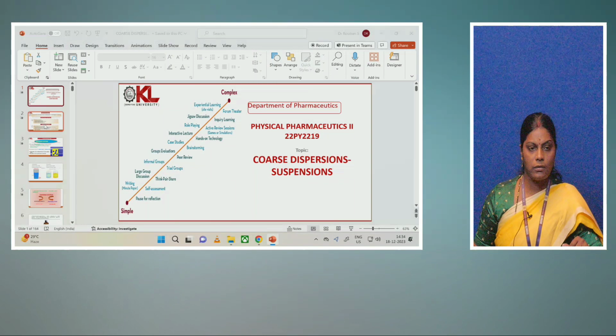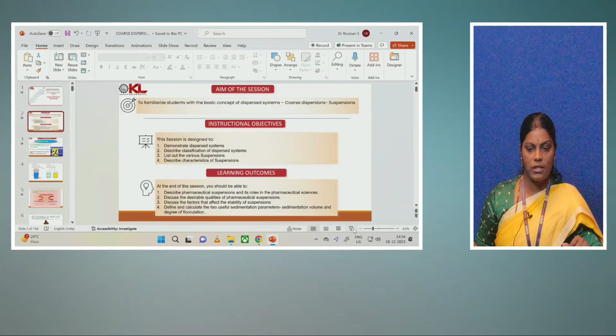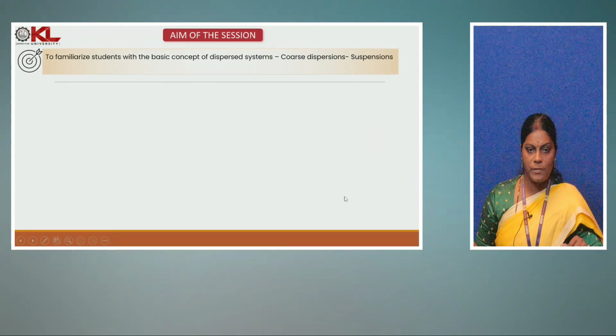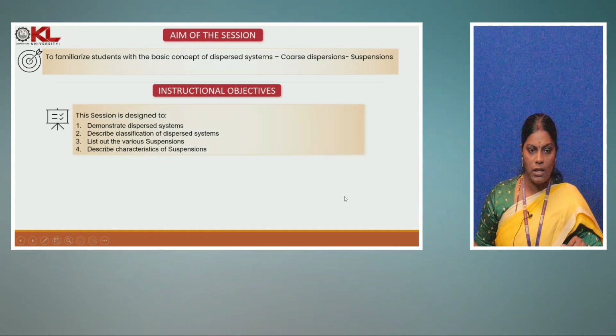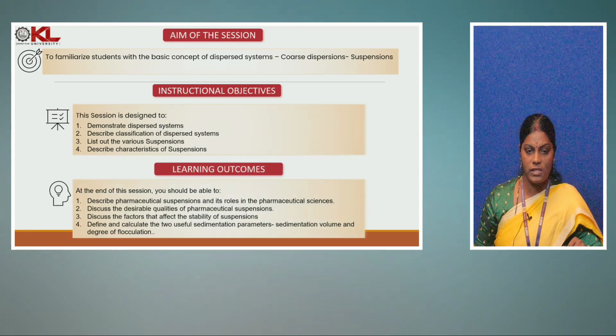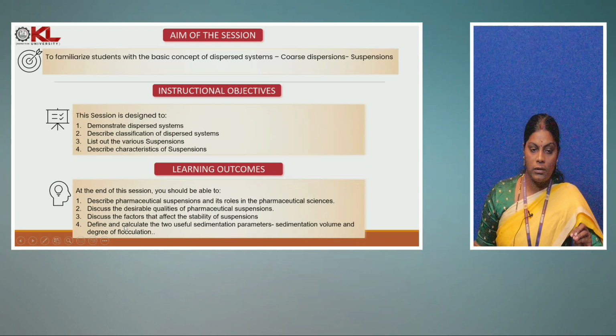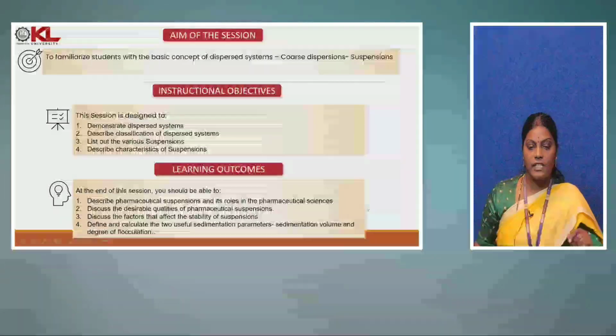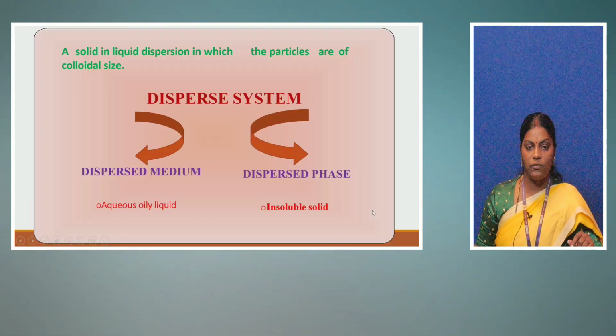In today's session, the aim is to familiarize the students with the concepts of suspensions. The objectives of the session are to demonstrate the dispersed systems and list out the various suspensions and their characteristics. Coming to the outcomes, at the end of the session the student is able to describe the factors affecting the stability of the suspension and calculate useful sedimentation parameters like sedimentation volume and degree of flocculation.